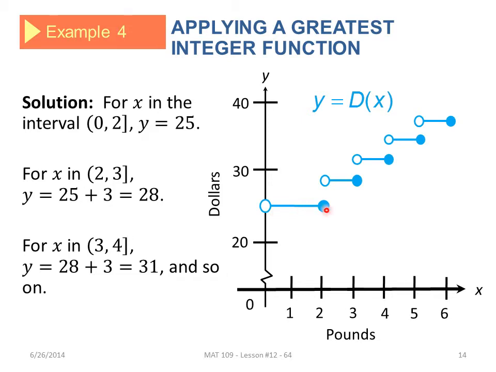From 0 to 2 pounds, it's $25. And notice on this one though, my open circle is on the left because you're not going to mail 0 pounds. There's nothing to mail. And 2 pounds would still be in this basic rate. But as soon as we get anything above 2, we jump up to $28. And anything up to and including this 3 pounds is $28. Since we go above, we jump to 31, then 34, then 37, and so forth. Every time you go up by 1 pound, you jump up by $3.